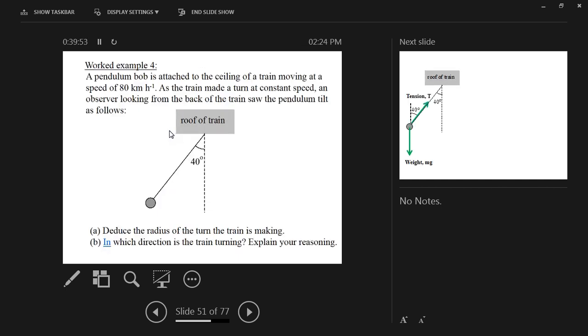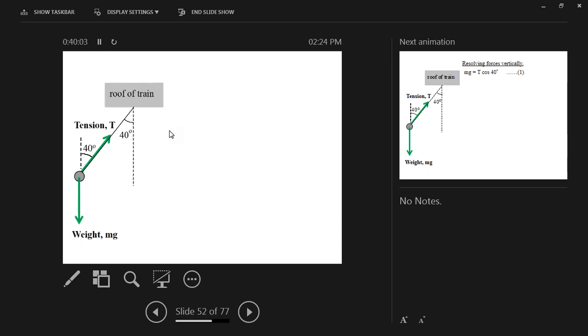Okay, so what you're given here is the speed of the train, and you're told that it's constant. You're asked to find the radius in part A, and part B, what direction is the train turning. Now what I say, for circular motion, if you don't know what to do, the first thing is draw free body diagram. If you consider the pendulum bob, there should be two forces. One will be the tension T, and the other will be the weight.